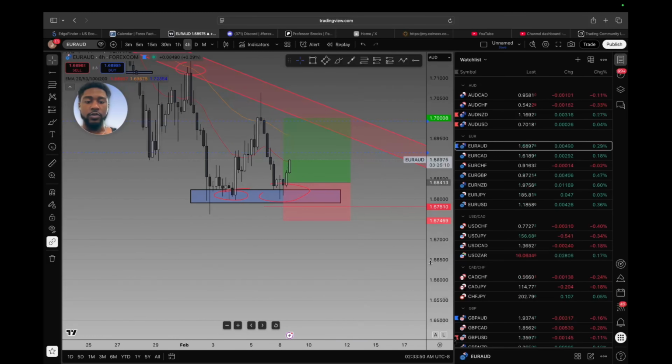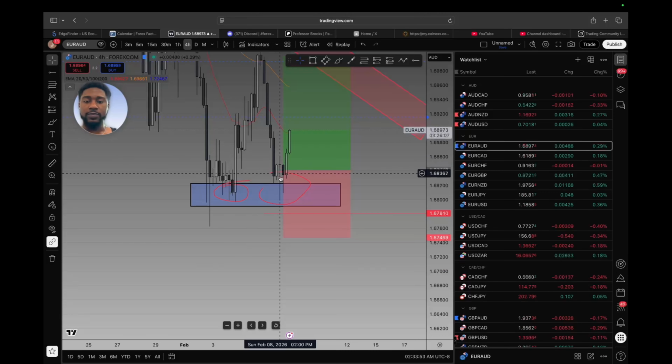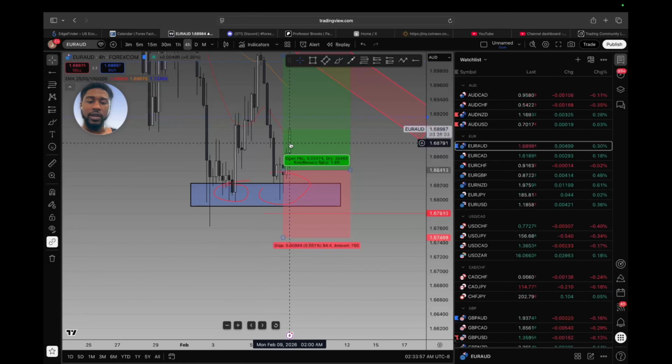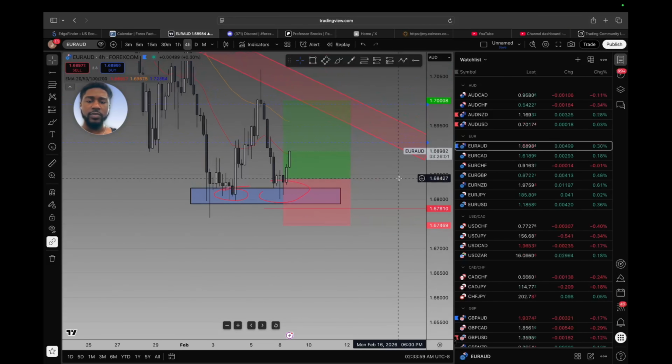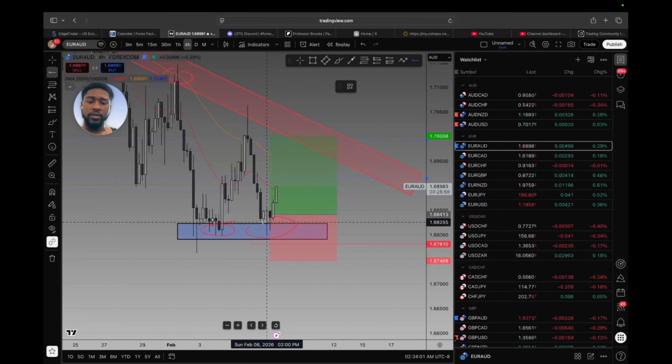If you guys see here, we're on the 4-hour chart. We have a nice pin bar candle right here showing some strong rejection. We broke the candle and now we're heading higher. I entered right around this zone, but I also double stacked it.